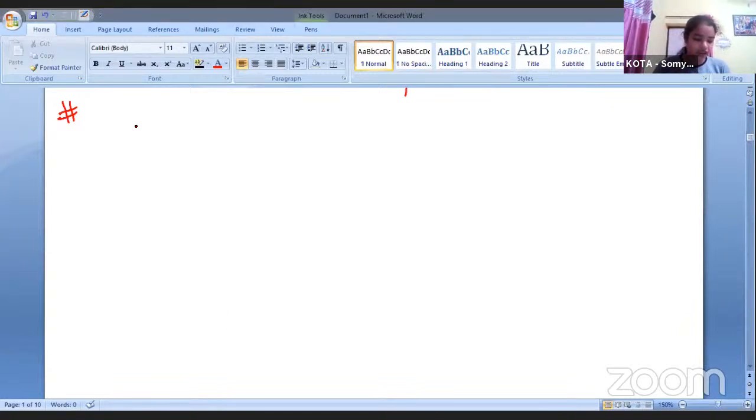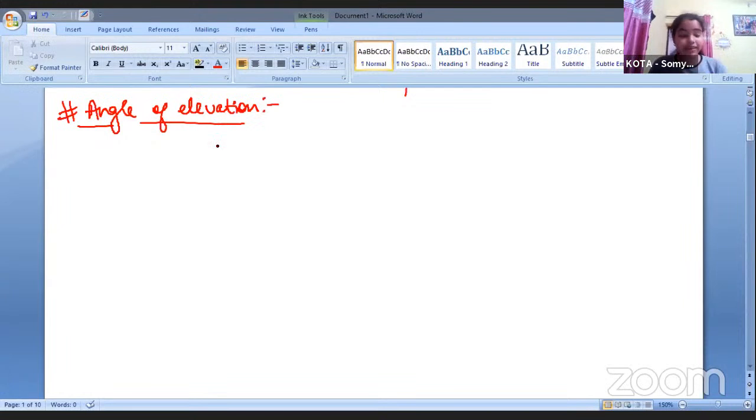Okay, so I was saying that now two very important things we are going to study. They are very directly related to this topic, so just pay attention. The first thing is angle of elevation. Okay, angle of elevation. So what is this angle of elevation? We won't go into the theoretical definition because it sometimes leads to confusion.